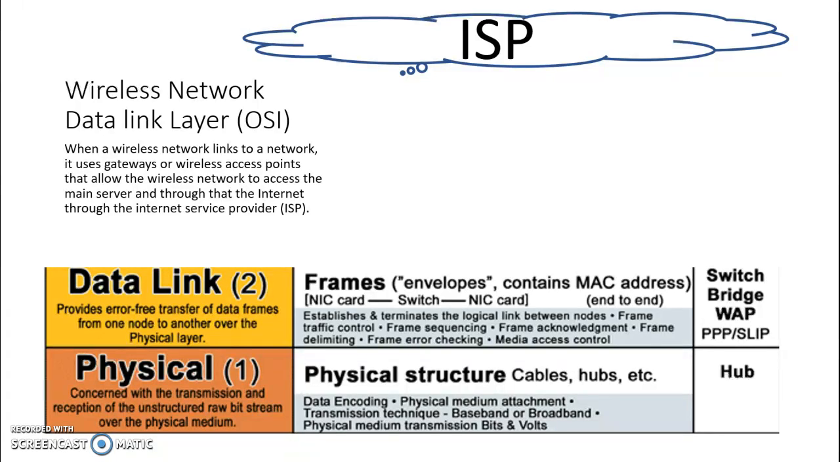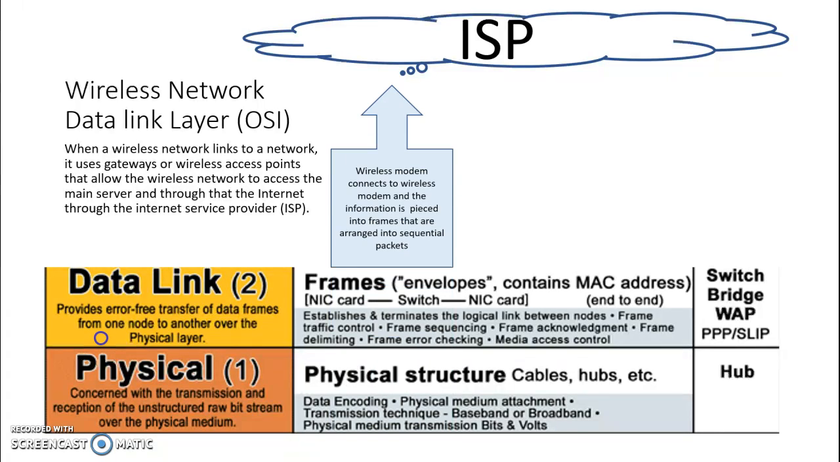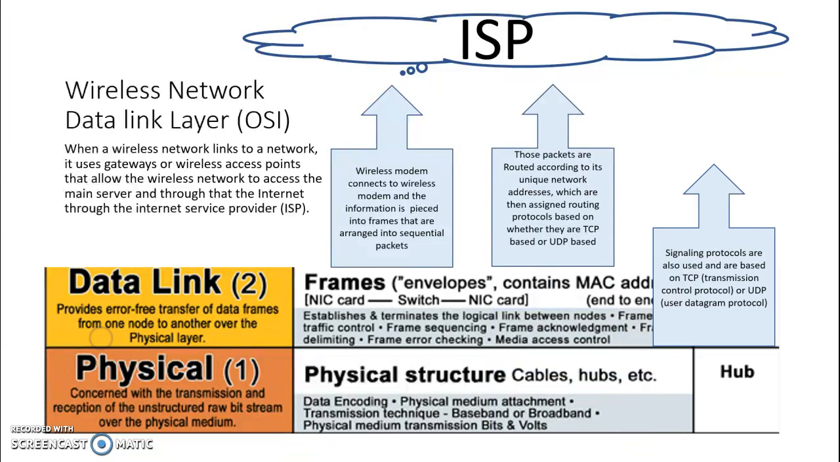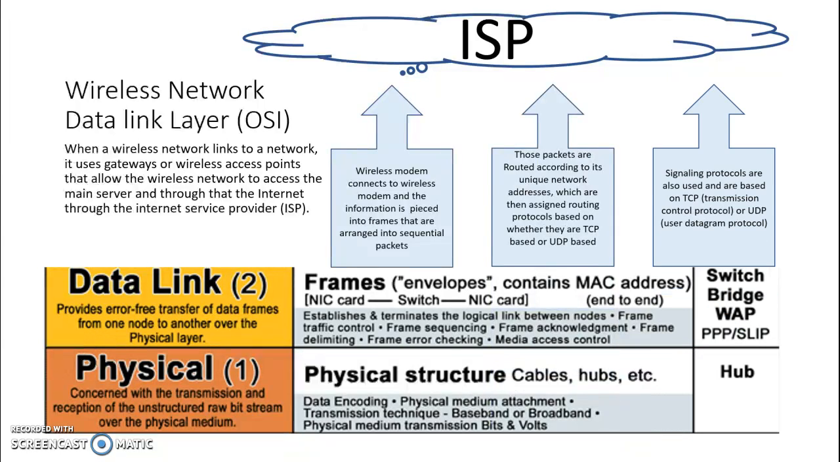Wireless network data link layer in the OSI. When a wireless network links to a network, it uses gateways or wireless access points that allow wireless networks to access the main server through the internet. And these are just some of the ways that it does so.